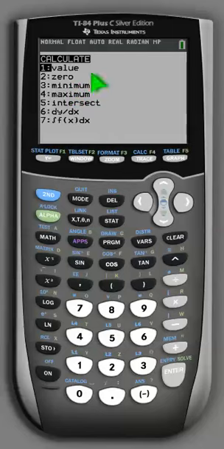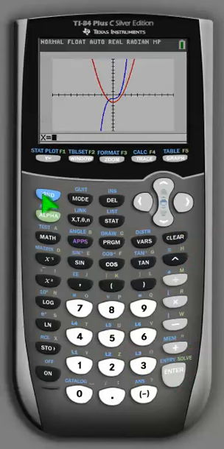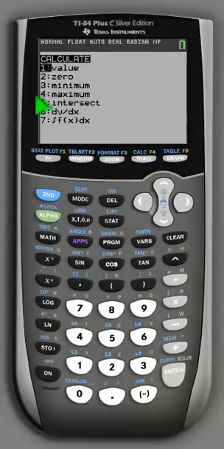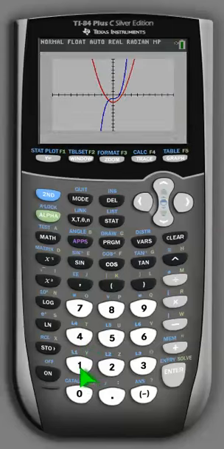So let's start with value. You can scroll up or down and hit enter, or go back. You can just type in 1, 2, 3, 4, 5, 6, or 7 to take care of entering that. So I'm going to type in a 1. I want the value. And right here, it says the value of x equals where? X equals what? So if I go to x equals 2, the value of my function is 7.